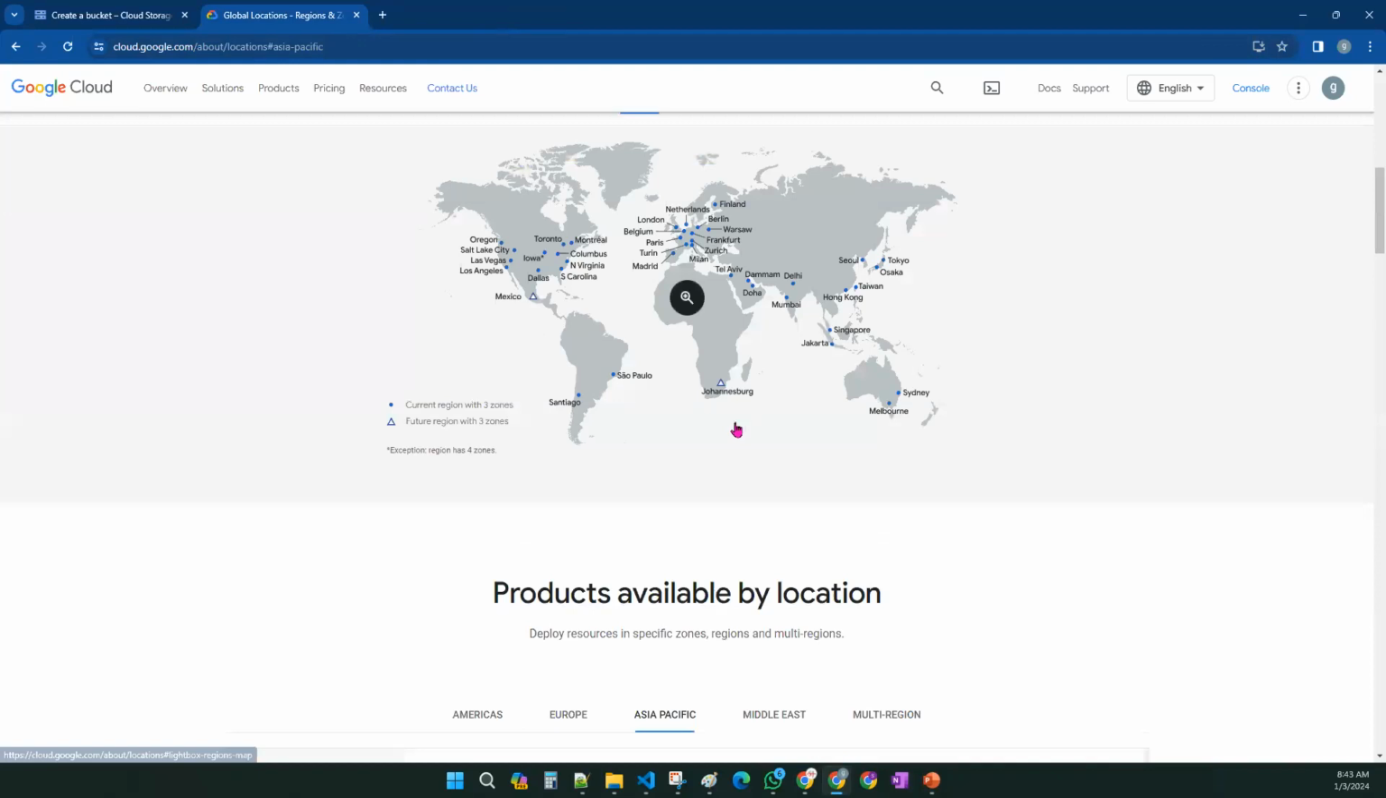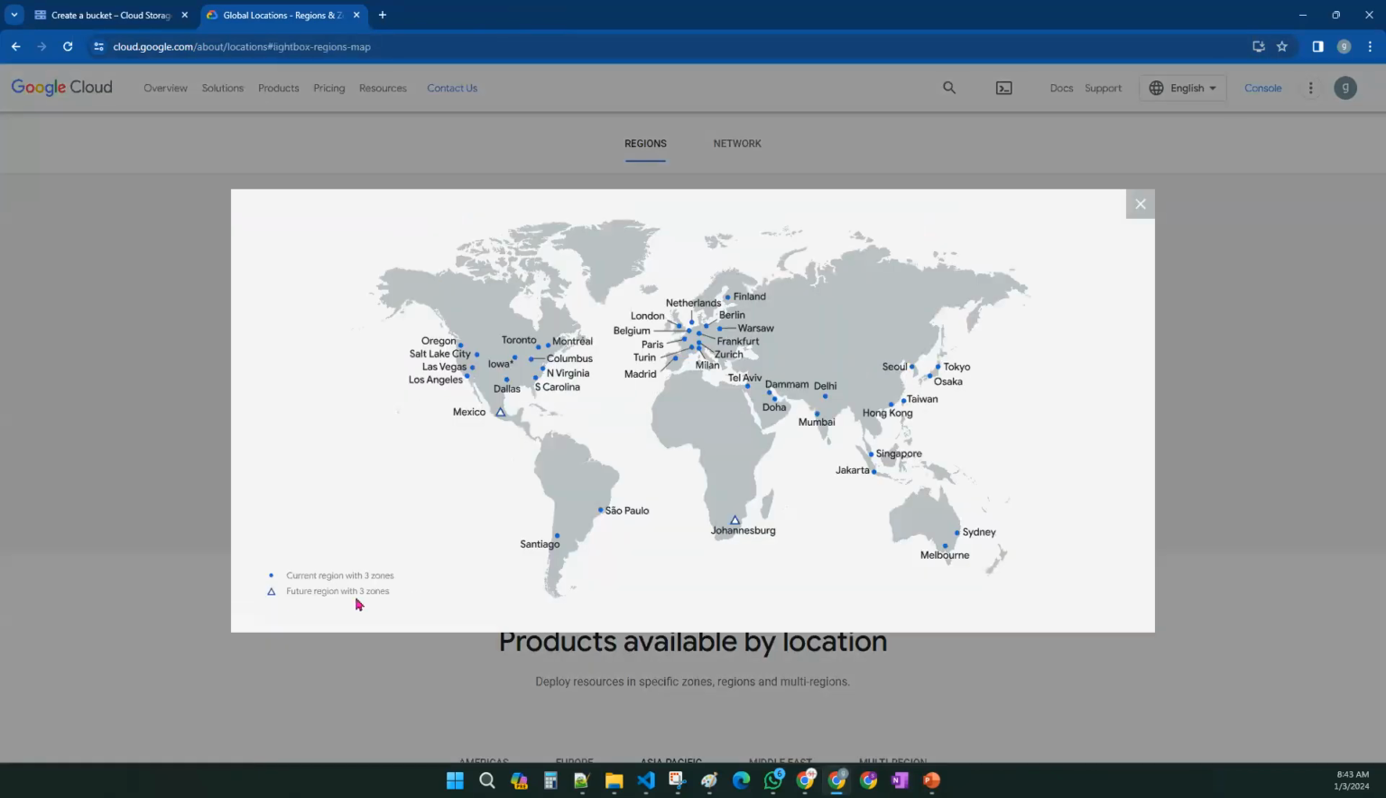They are going to be the regions in the future. Okay, future regions with the three zones. Dots are nothing but the current zones, current regions. That means in the future that particular zone is going to be built. That means they are building the data centers there now.